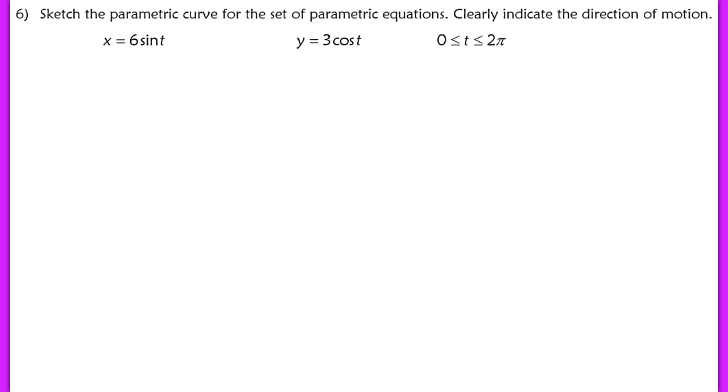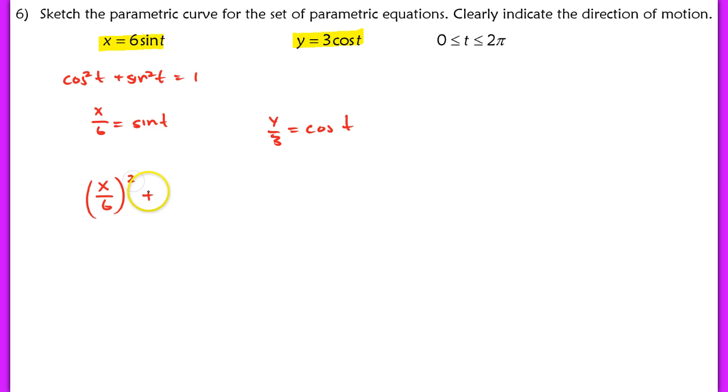All right, lastly, in number 6, we're going to sketch the parametric curve, which is defined by parametric equations. x equals 6 times the sine of t, and y equals 3 times the cosine of t. Again, we're going to use our identity: cosine squared t plus sine squared t is equal to 1. So we can eliminate the parameter here if we isolate the sine of t and we isolate the cosine of t, and we make our substitution into our identity. So we have x over 6 squared, so this is really sine squared, plus y over 3 squared equaling 1.